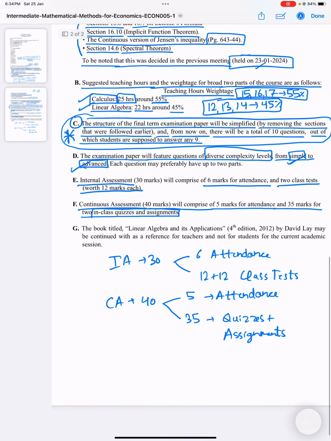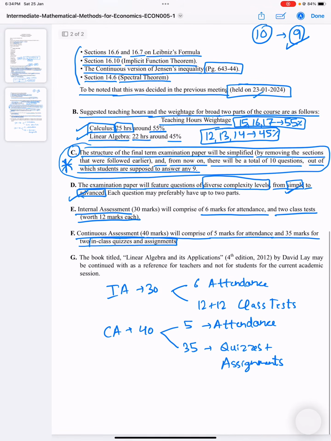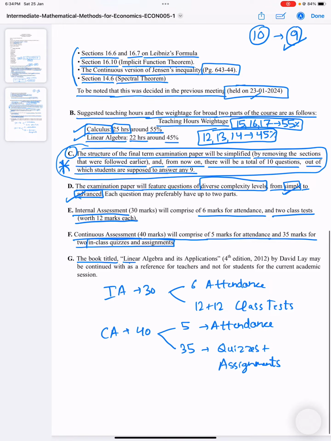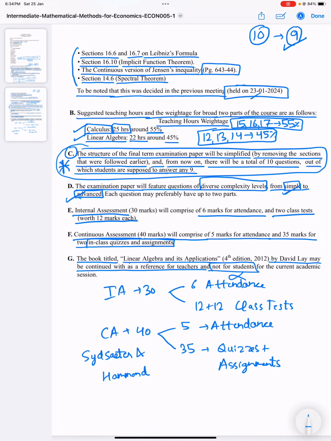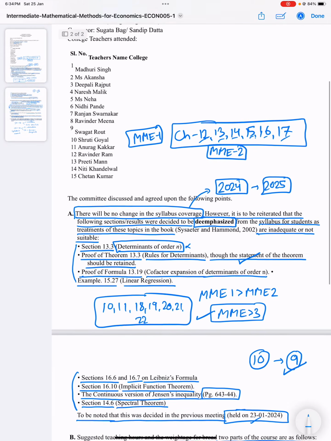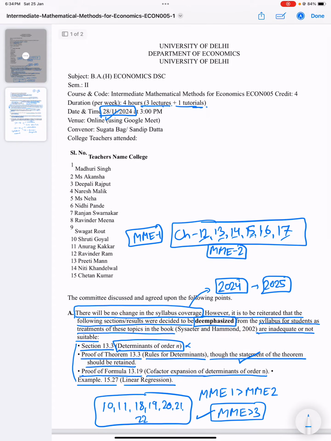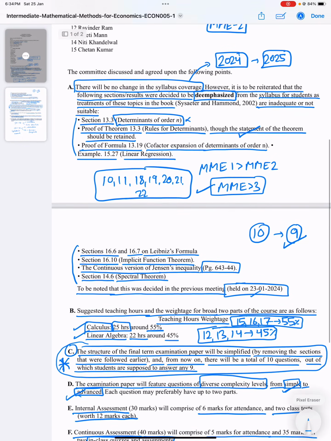Okay. Now the book titled Linear Algebra and Its Applications by David Lay may be continued as a reference for teachers and not for students. So you are not supposed to read this. You just need to stick to Sitter and Hammond. Okay, so this is what the meeting which was recently concluded suggested.